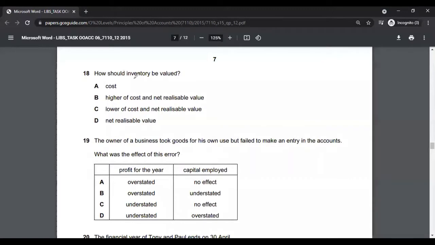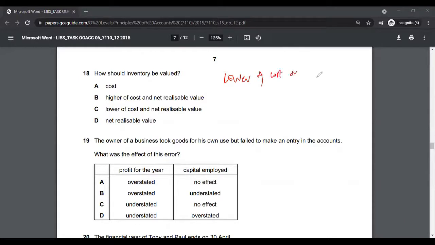Multiple choice 18. How should inventory be valued? Inventory should be valued at the lower of cost or net realizable value. The answer to multiple choice 18 is option C.